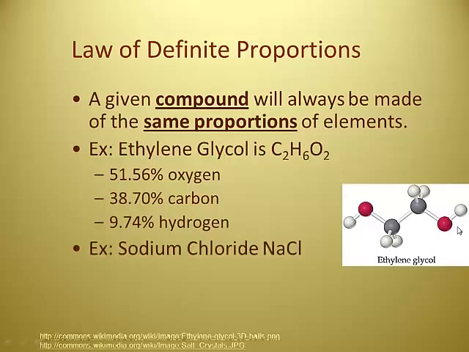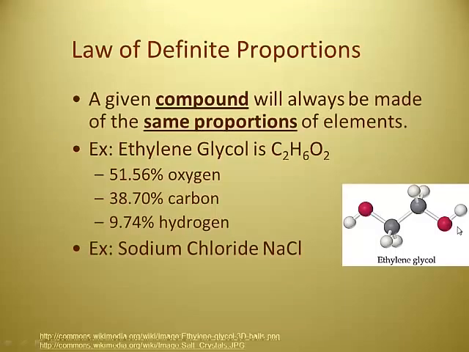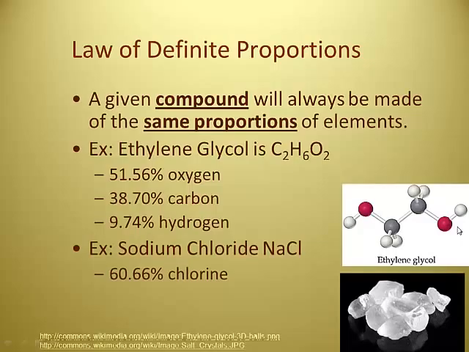So if I have 20 grams of the ethylene glycol, I could multiply 20 grams by 0.5156 and figure out what mass of oxygen it is. Sodium chloride is NaCl. It's 60.66% chlorine and 39.44% sodium, and it's always that, no matter how much of the sample you have. If you have 1 gram or 2 grams or 3,000 grams, 60% of the sample will be chlorine and 39% will be sodium. That is the law of definite proportions.